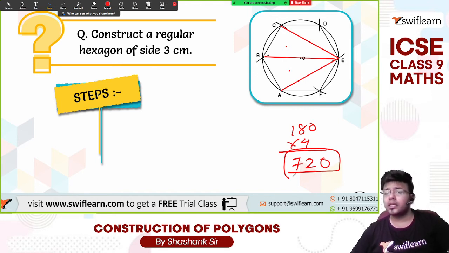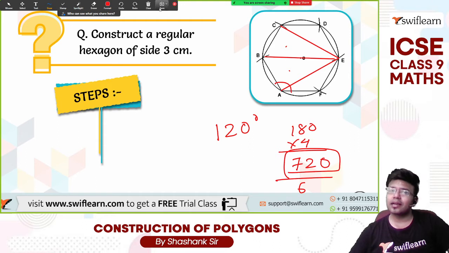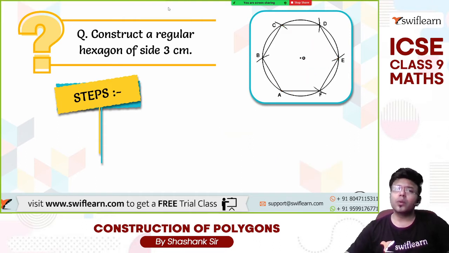Each angle is equal to 720 divided by 6. 6 ones are 6, 6 twos are 12. 120 degrees. Each angle is equal to 120 degrees. Now construct a regular hexagon of side 3 centimeter.